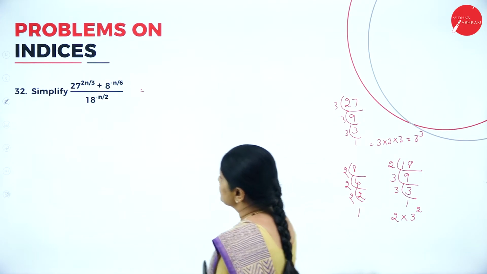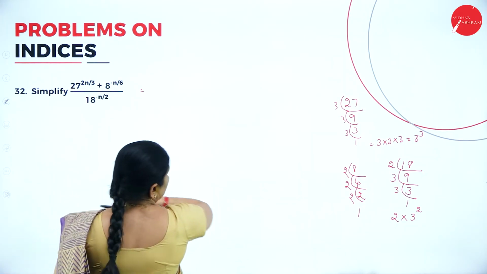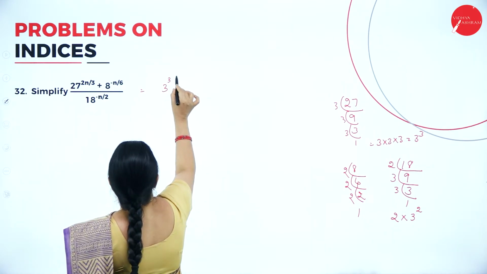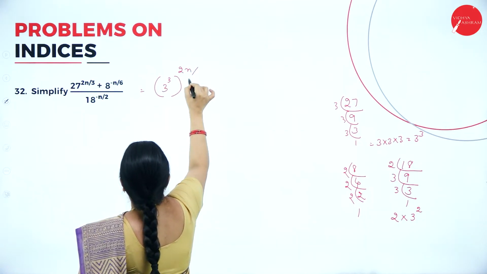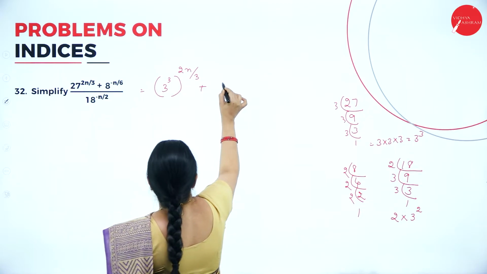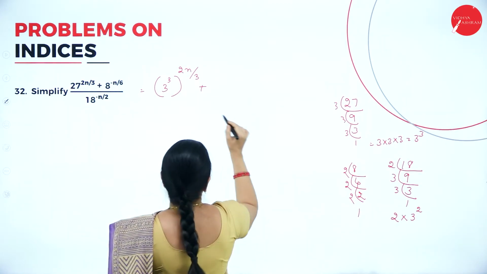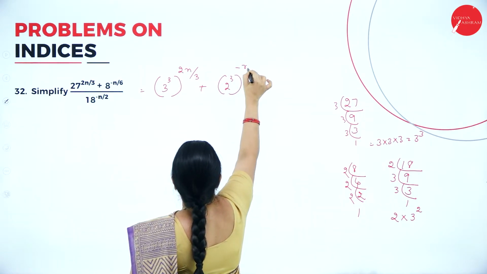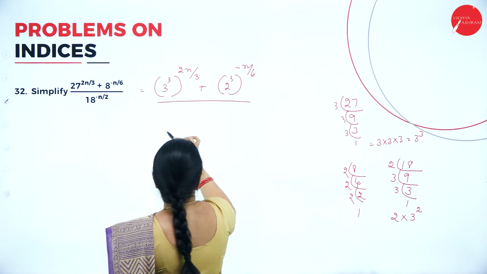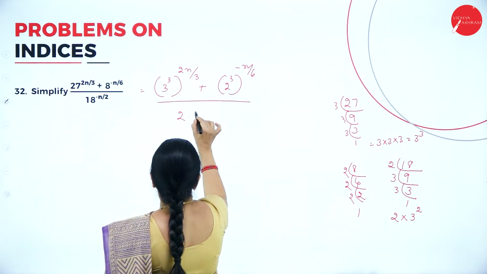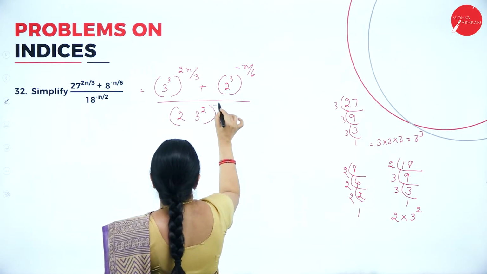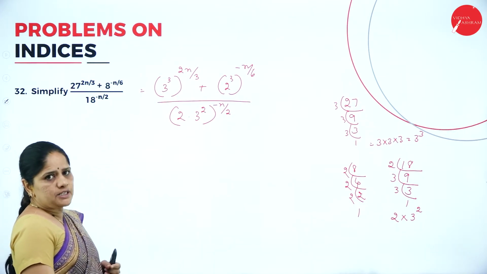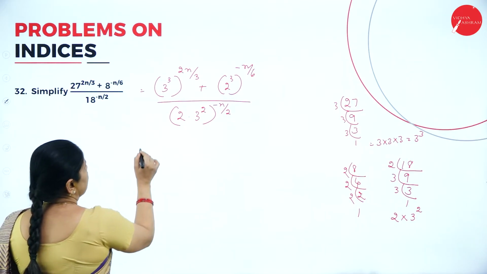So I will write these numbers in the simplified form. So 27 can be written as 3 to the power 3, whole to the power 2n by 3, plus 8. So 8 can be written as 2 cube, whole to the power of minus n by 6, whole over 2 into 3 square, whole to the power of minus n by 2. So they have given us this expression here. Now let us simplify this further.